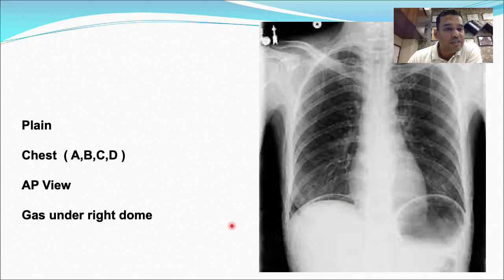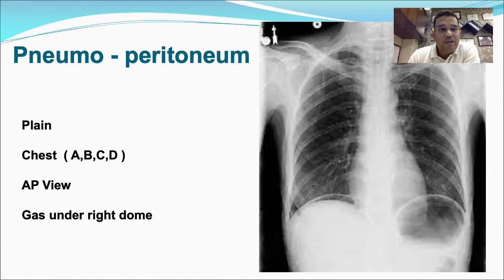So what is your diagnosis? It's a plain x-ray of the chest. We described it in ABCD. It is an AP view because you are able to appreciate the heart better. So the x-ray was taken in an AP view, and there is gas under the right dome of the diaphragm. These are the findings when you describe the chest x-ray. So what is your diagnosis now? The diagnosis is pneumoperitoneum.